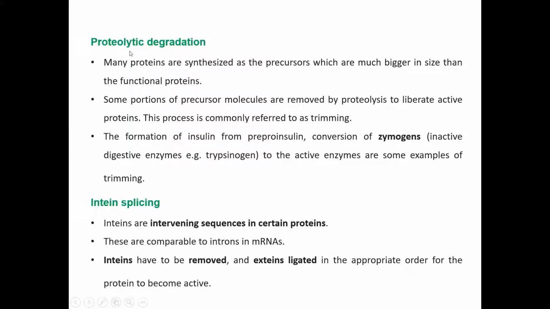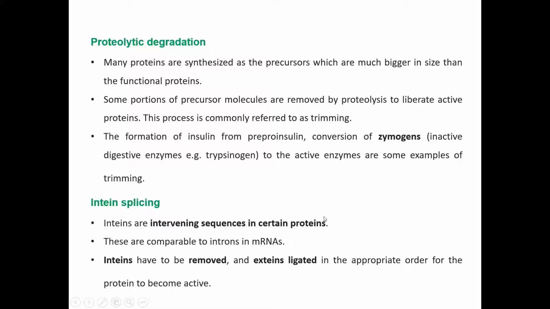The first one is proteolytic degradation. Many proteins are synthesized as bigger proteins than their actual functional or active form. So these bigger proteins need to be cut short into the functional one. Some portion of the precursor molecules is removed by proteolysis to liberate the active protein, and this process is commonly known as trimming. The best example would be insulin.